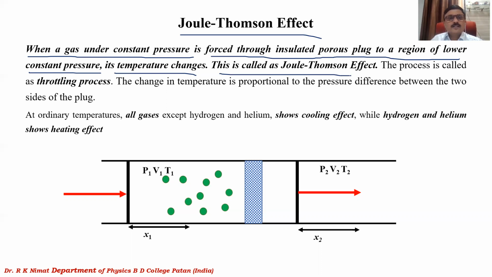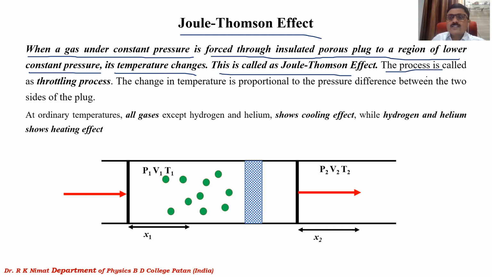Means what was studied by Joule and Thomson? They took gas at a constant pressure, with initial pressure, initial volume, and initial temperature. And this gas is forced through a porous plug to a region of lower pressure, which is again constant pressure. Means the process is carried out very slowly. Then it is observed that the temperature on the other side of the porous plug changes. This phenomenon is called the Joule-Thomson effect.